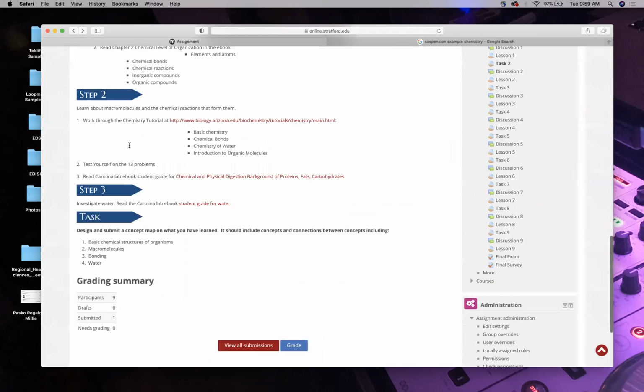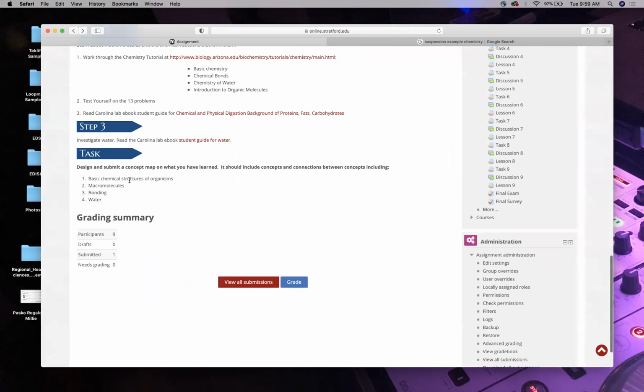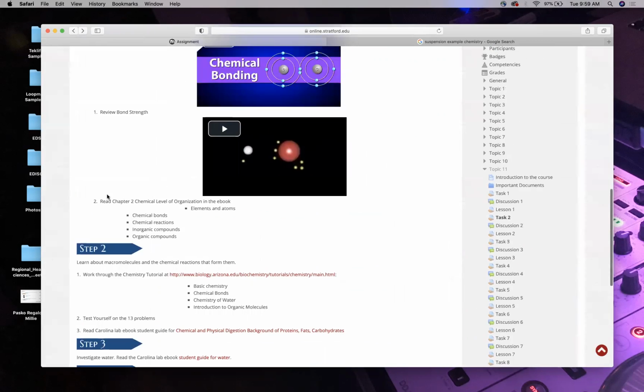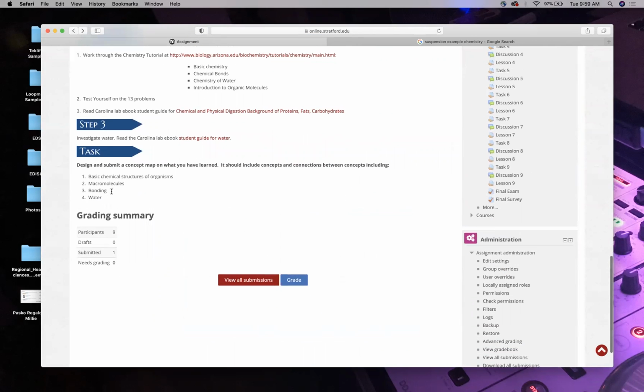So let's look at our goals. Did we meet them? Did we look at basic chemical structure of organisms? Yes, we did. Did we look at the macromolecules? Yes, right here in these notes. Did we look at bonds? Yep, all these videos and the PowerPoint. And did we look at water? Right here in these new notes, student guide to water.